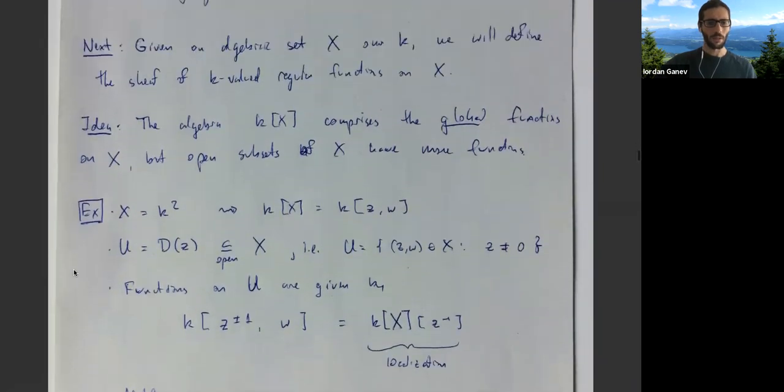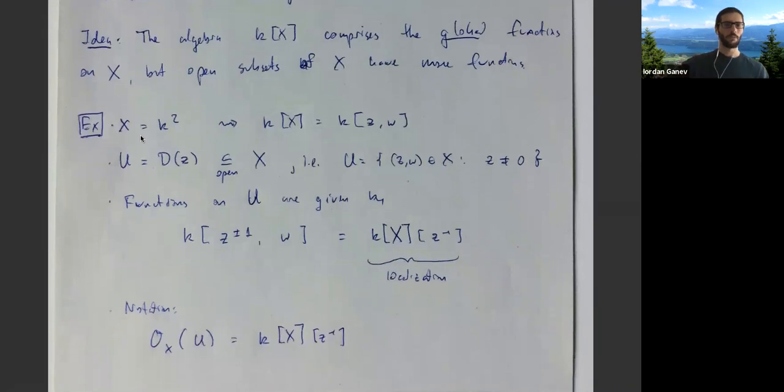let's think about this example here. If we have X being K^2, so an algebraic set that's just a two-dimensional vector space, then its affine algebra is just polynomials in two variables. And if we have a principal open set, in fact the principal open set corresponding to the variable Z, where the variables are Z and W here, that's just the set of pairs where Z is non-zero. That's an open set in the Zariski topology. And we can make the observation that on U itself, we have more functions. So any function on X defines a function on U. That's clear. Any polynomial in two variables defines a function on this set here. But there are more functions.